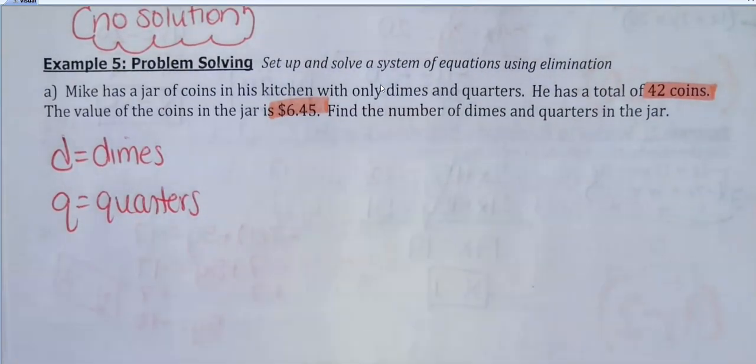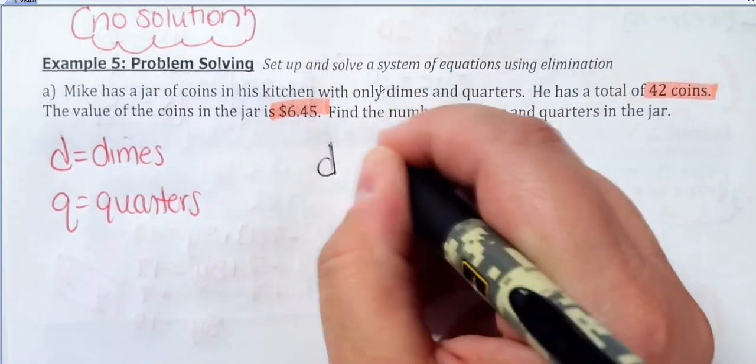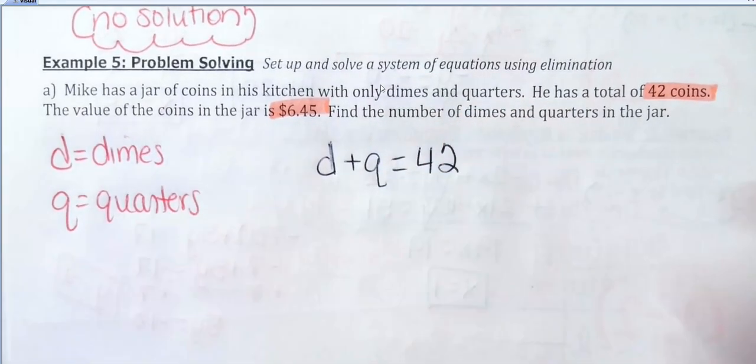Okay, if I have 42 coins, that has nothing to do with their monetary value, not what they're worth. But if I just have 42 coins and they're only dimes and quarters, does anybody know how you could write an equation to represent the 42 coins? Exactly. Yes, nothing to do with their monetary value, just how many dimes plus how many quarters equals 42.